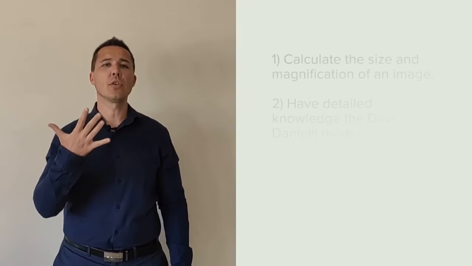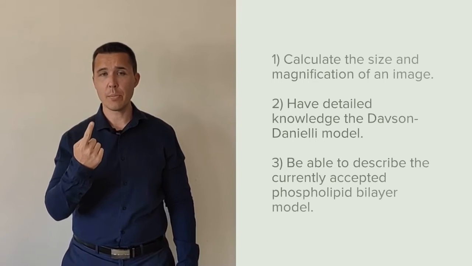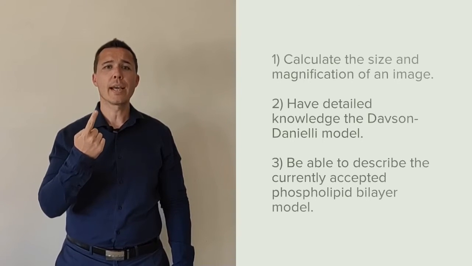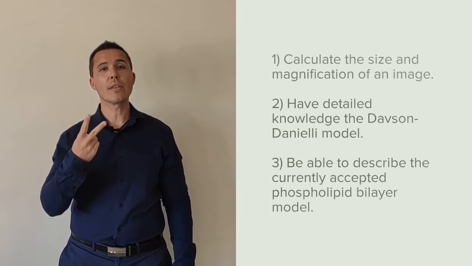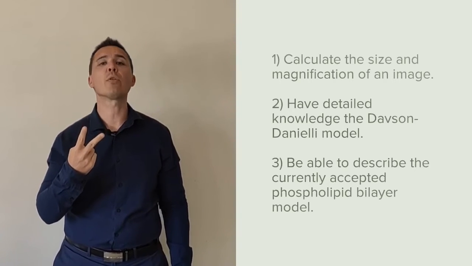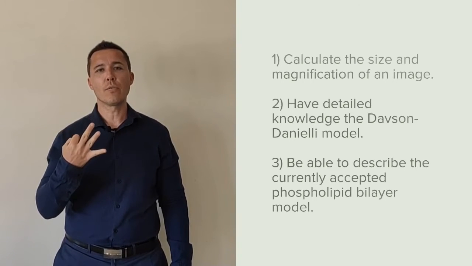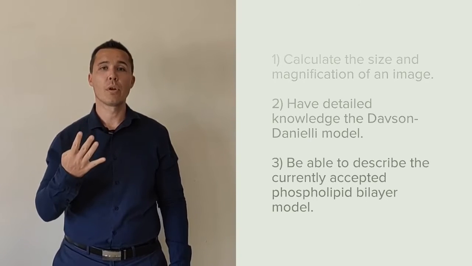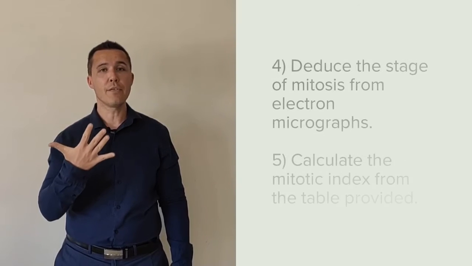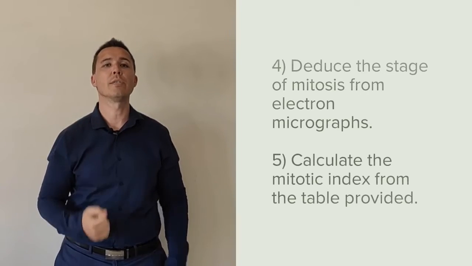So there are 5 things that you need to be able to do. First, calculate the size of an image using the scale bar provided and calculate the magnification of an image. Second, outline the Davison-Danieli model and how it was proven false. Third, provide a description of the currently accepted phospholipid bilayer model. Fourth, deduce the stage of mitosis using electron micrographs. And fifth, calculating the mitotic index using the table of information provided.